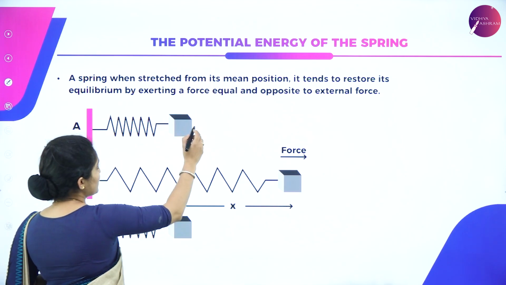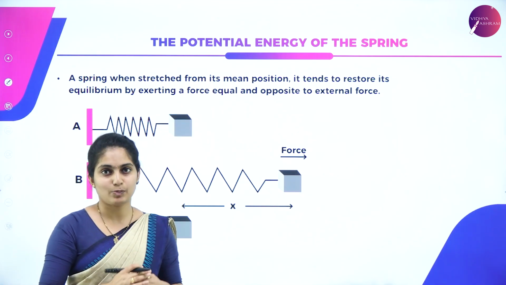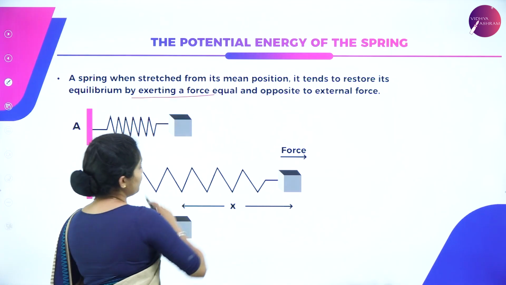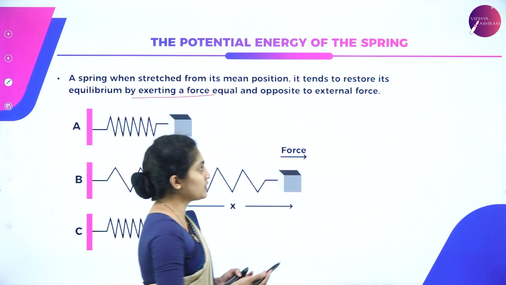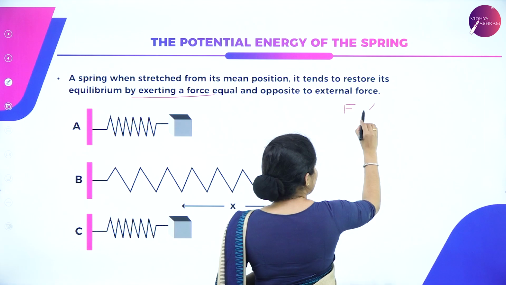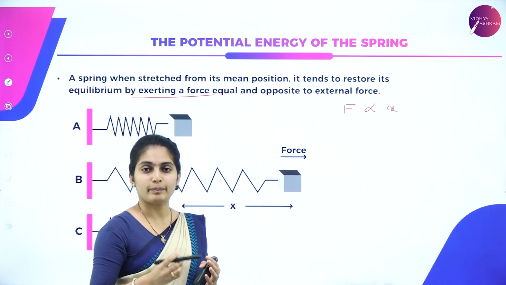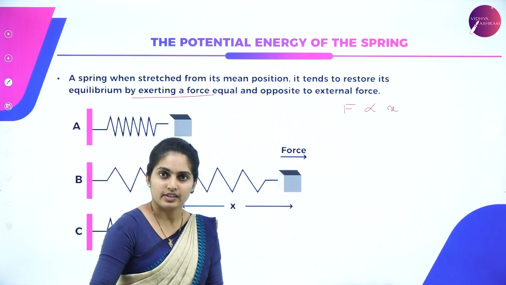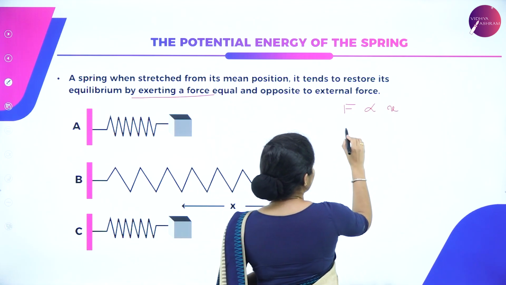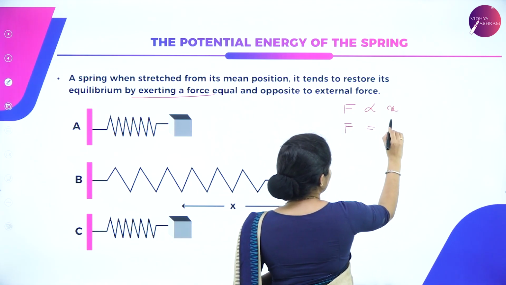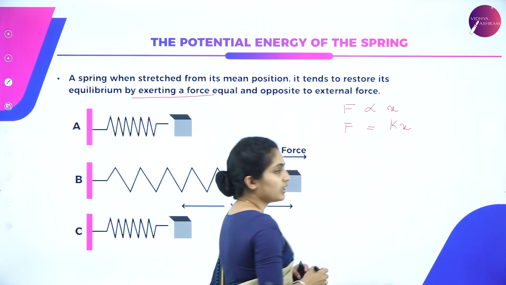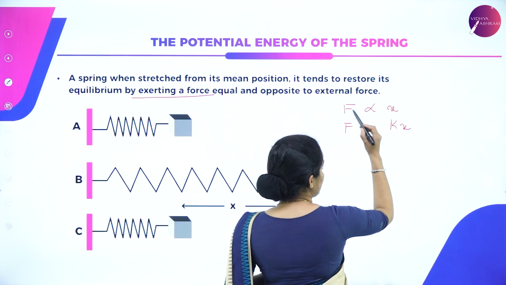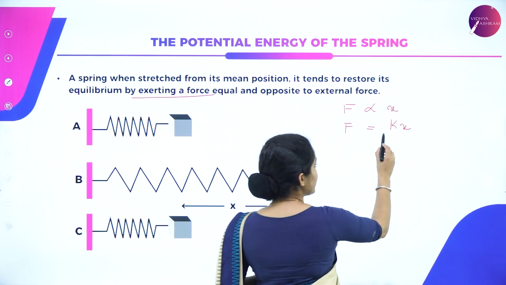A spring, when stretched from its mean position, which is its rest position, tends to restore its equilibrium position by exerting a force which is equal and opposite. That is, a force is exerted directly proportional to the displacement. Correct? How much ever force you apply when you pull it, so much displacement takes place. Removing the proportionality, we get F equal to a constant times x, the displacement, and here the constant is said to be in a negative form.